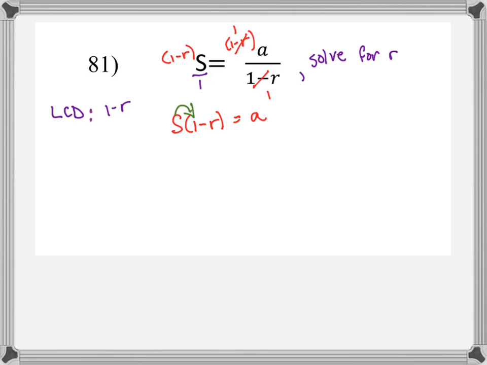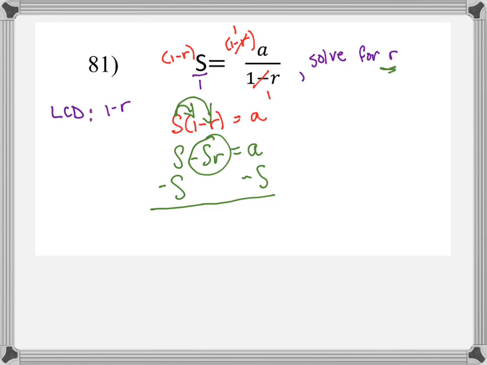Let's distribute. s times 1 is s. s times negative r is negative sr, and that equals a. And remember, we're looking for r. We need to get r by itself. So we need to get this term with the r in it by itself. Let's subtract the s term that's in front of it from both sides. And that will leave me with negative sr equals a minus s. Okay, we're almost there. To get r by itself on the left-hand side, let's divide both sides by negative s.